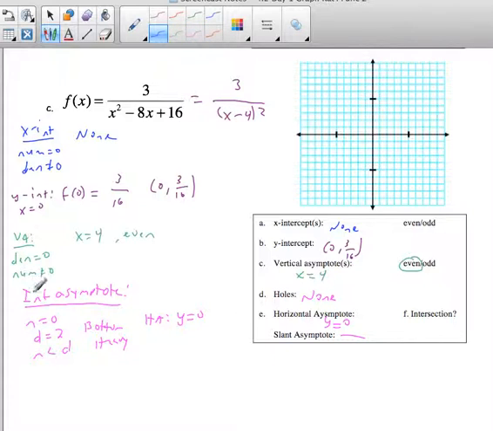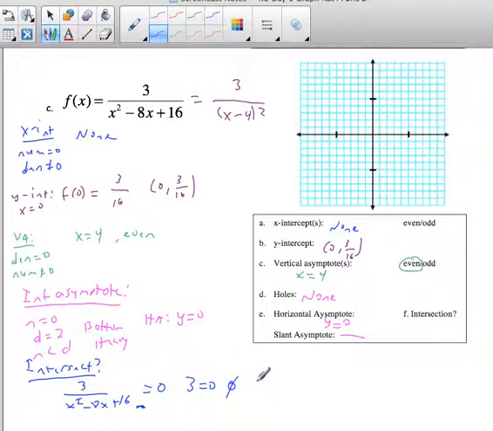And we'd like to know, does our graph intersect the horizontal asymptote? To determine that, we would set our function 3 over x squared minus 8x plus 16 equal to 0. We'd be looking for 3 equals 0, which has no solution. And in this case, since we have no x-intercepts, we also know that our graph is never going to intersect the horizontal asymptote at y equals 0, so we really don't even need to do that analysis.